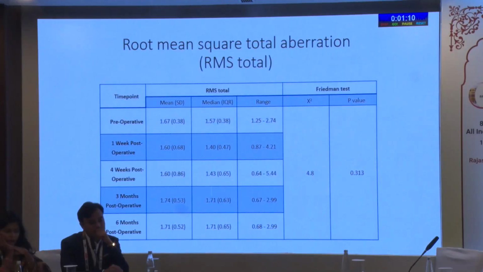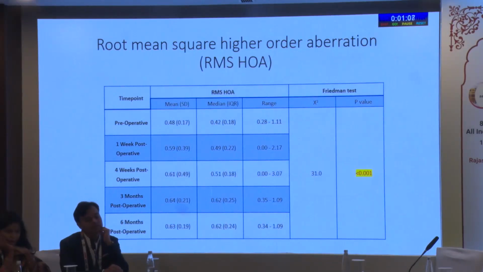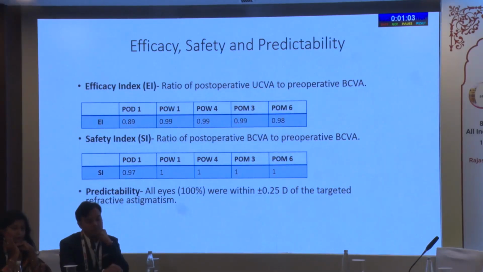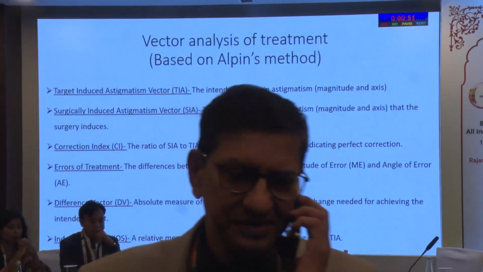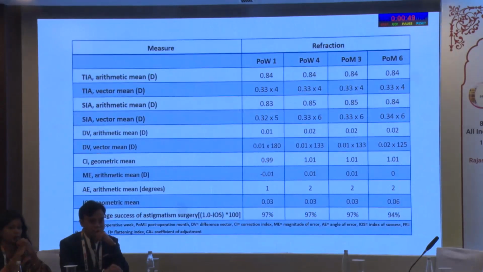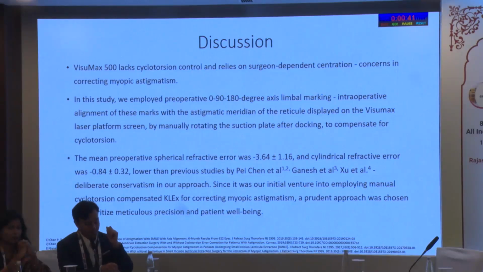Aberration: there was no significant difference in total aberration, but there was a significant increase in higher order aberration. Efficacy was found to be 0.98 at post-op 6 months, and the safety index was 1, with 100% of eyes within plus minus 0.25 diopter of the targeted refractive astigmatism. A vector analysis was done based on Alpins' method, and various parameters were calculated, with percentage success of the astigmatism surgery found to be 94% at post-op 6 months.